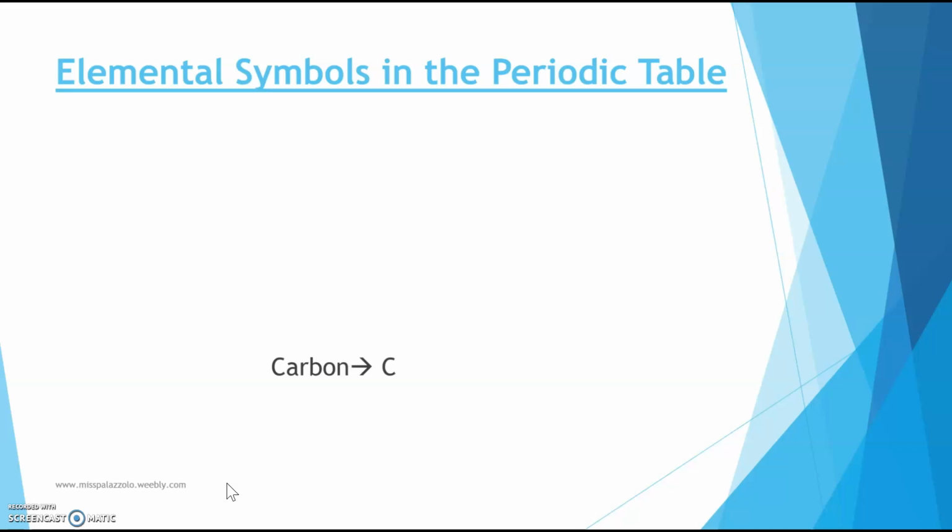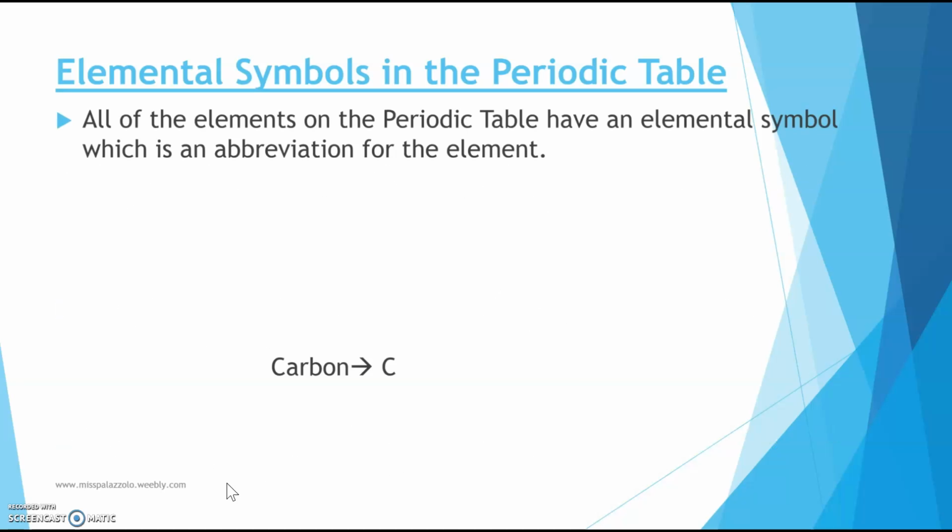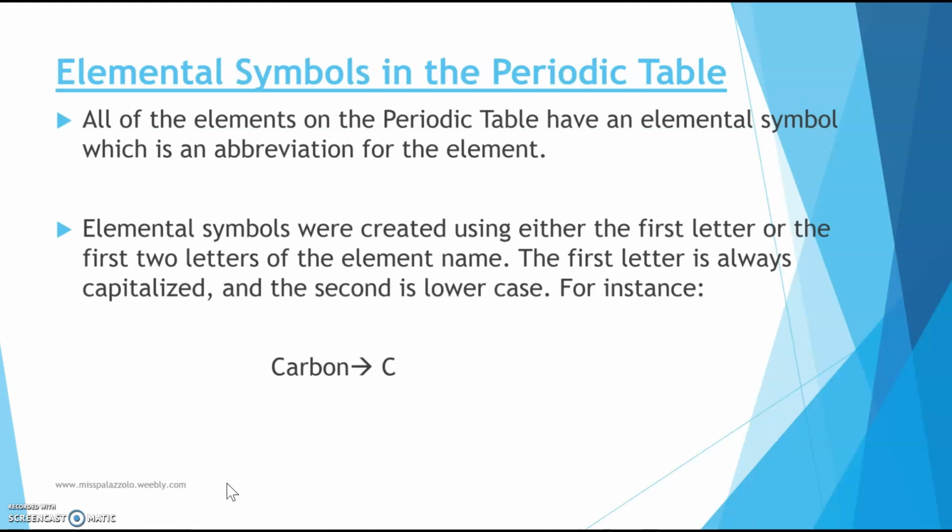Elements on the periodic table are represented by symbols. And each symbol is an abbreviation for the element's name. Element symbols were created using either the first letter or the first two letters of the element name. The first letter is always capitalized and the second is always lowercase. Here's a couple examples. Hydrogen is represented by capital H, carbon is represented by capital C, helium is represented by capital H, lowercase e, and lithium is represented by capital L, lowercase i.